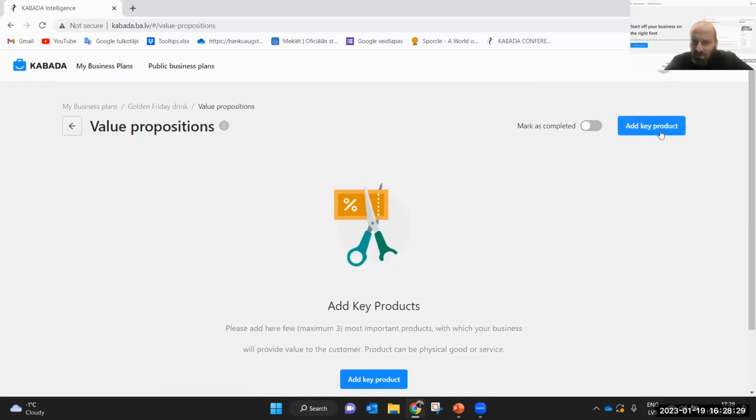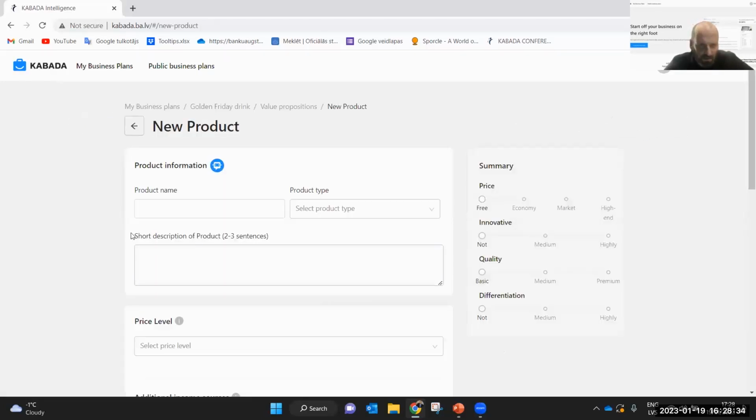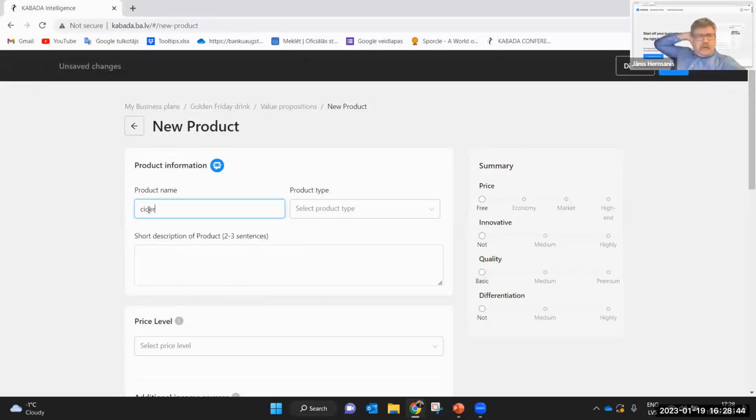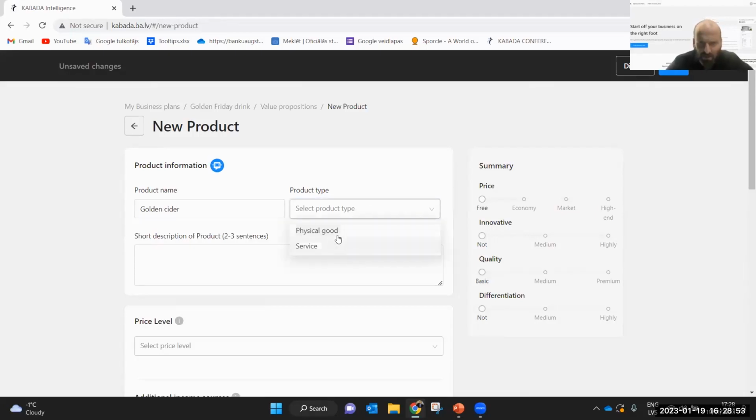The system asks you to add a key product. Well, let's add some product. Yanis, what will be our first product? The first product will be, of course, cider. Let's call it golden cider. So it's a good, right? Of course not a service. It's physical. It's a good.